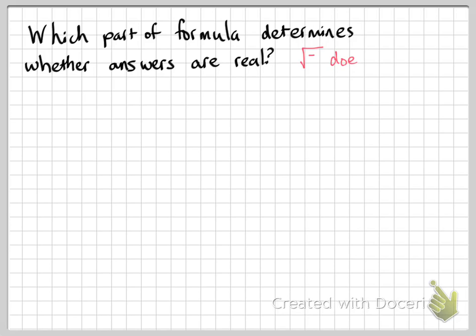So what happens is when you find a negative ultimately under that square root, you don't have answers that exist because the square root of a negative doesn't really exist, it's imaginary. So this leads us to the discriminant.